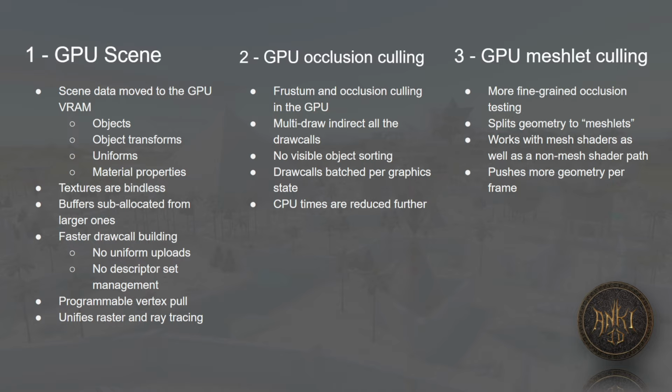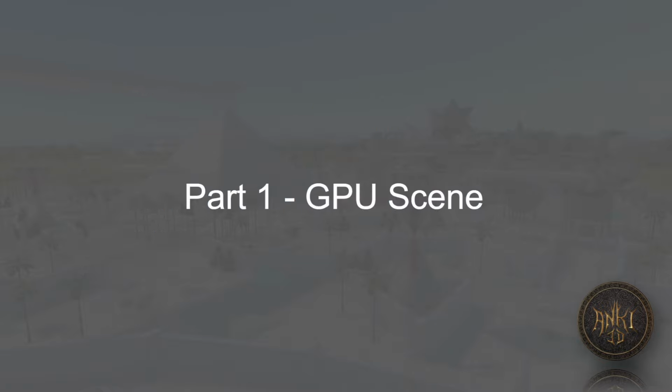The second part is implementing the GPU culling. So all culling happens now in the GPU, and that includes frustum culling. Visible objects are drawn in batches grouped per graphics state. CPU times improved quite a bit in this step. The final step was to extend the culling to submeshes, also known as meshlets. This part enabled the use of mesh shaders and pushed the geometry throughput even further. Let's move to the first part.